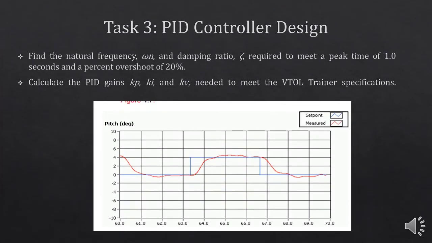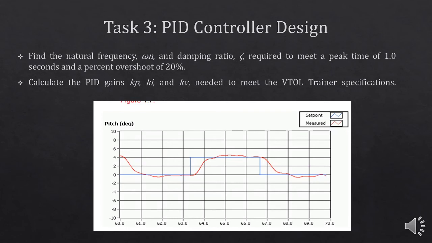In the next task, you are going to design a PID controller. For designing a PID controller, you are given with the peak time and the percentage overshoot, and you have to find the natural frequency and the damping ratio. Use the formula that you have studied for finding the zeta and omega n. After finding zeta and omega n, you have to find the controller gains, which are Kp, Ki and Kd.